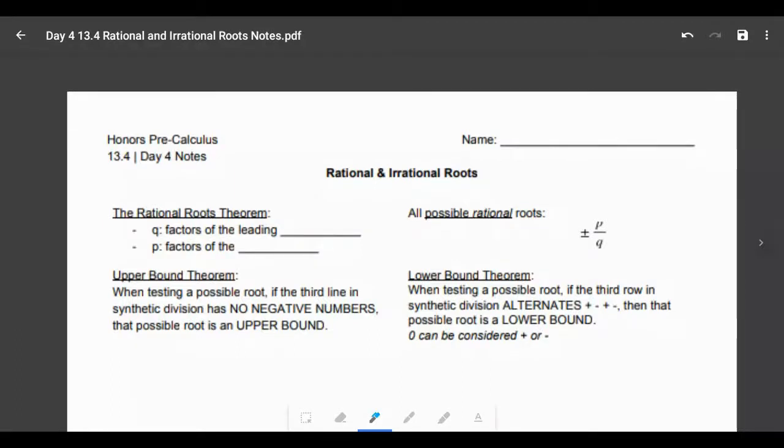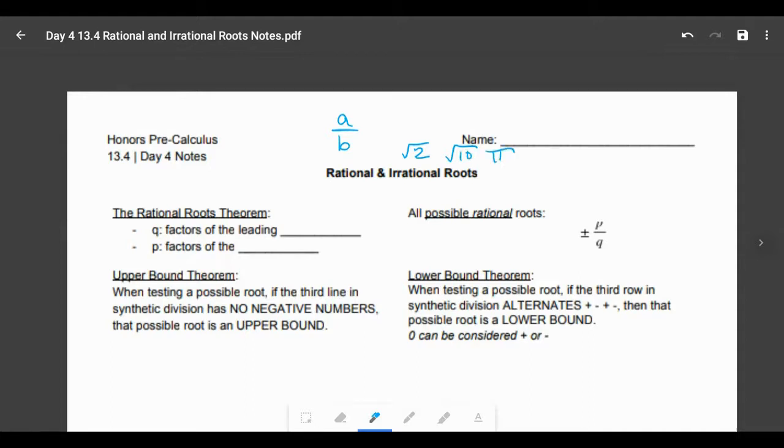All right, so today we're going to talk about Chapter 13, Day 4 Notes, which focuses on rational and irrational roots. So as a reminder, a rational number can be written as a over b. That might reduce to a whole number, a fraction, decimal, a repeating decimal, a truncated decimal. But an irrational number would be something like square root of 2, square root of 10, or pi.